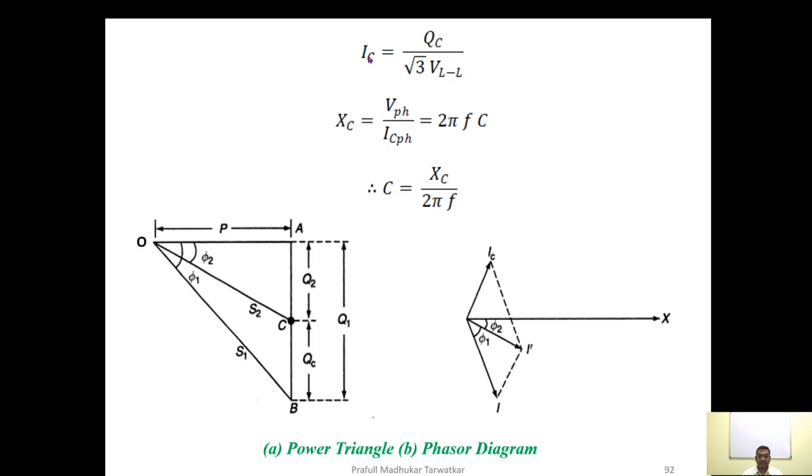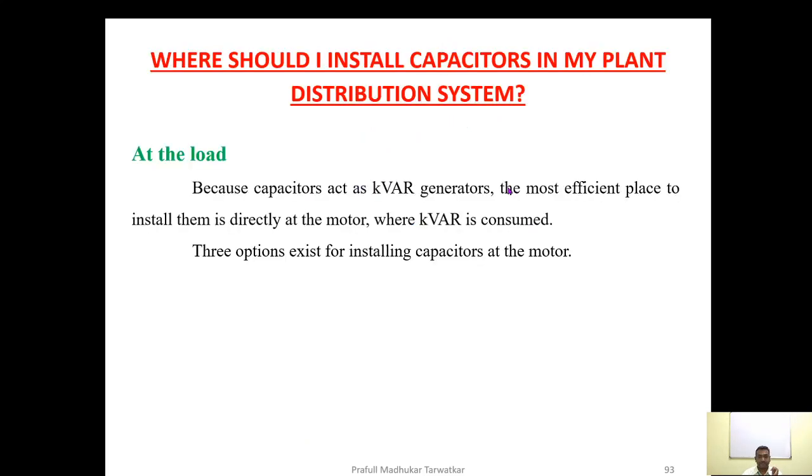Now the rest of the formulas are very well known to you, that is Xc equals 1 upon 2 pi Fc, so C can be calculated as 1 upon 2 pi F Xc. Xc is Vph by Ic ph, and the charging current Ic equals Qc upon root 3 times the line to line voltage V. Qc is the corresponding capacitive reactive power. So this is how the amount of capacitor required can be calculated.